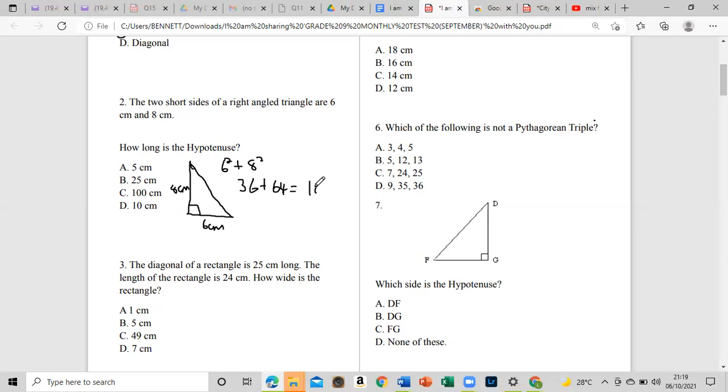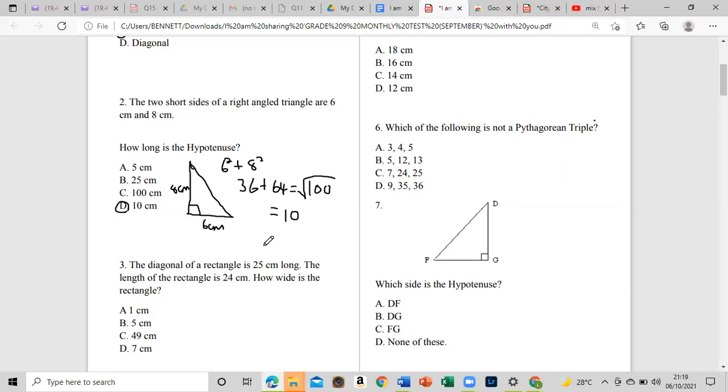Alright, so this would be 100. So it means that on this side you have 100 squares. So what square would give you that? So you find the square root, and this is 10. So number 2 is D.